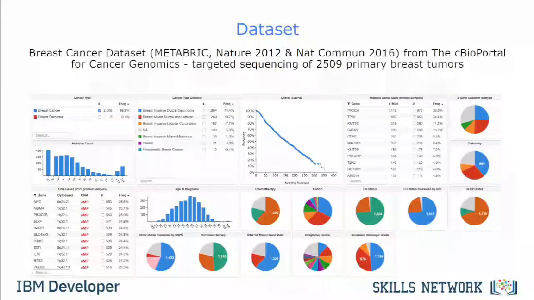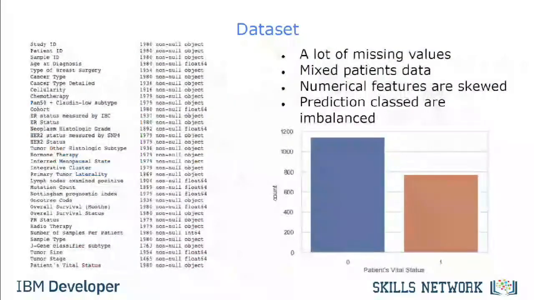Now we see the dataset being used is the breast cancer dataset from cBioPortal for cancer genomics. I will have the links in the ADD documents, with the targeted sequencing of 2,509 primary breast tumors. Also I will put the raw dataset in my GitHub account. I will give the link later, but you can also visit the cBioPortal website. I will also include the link in this document or in the ADD.